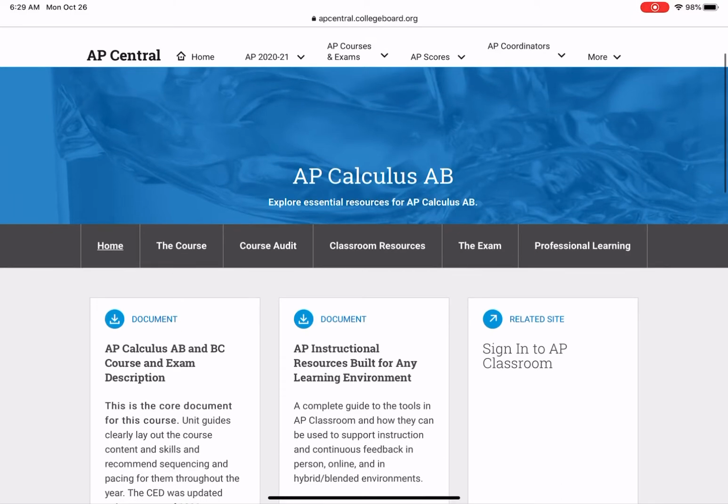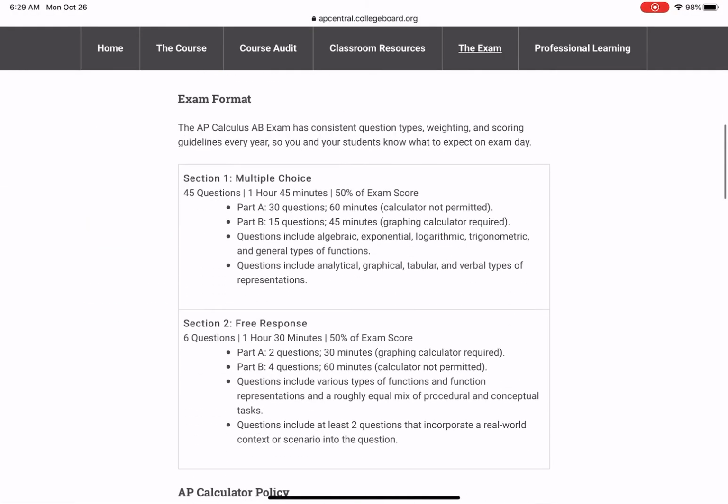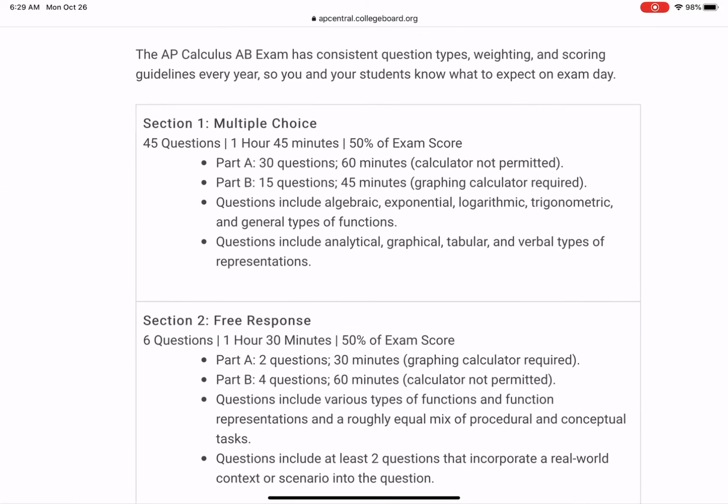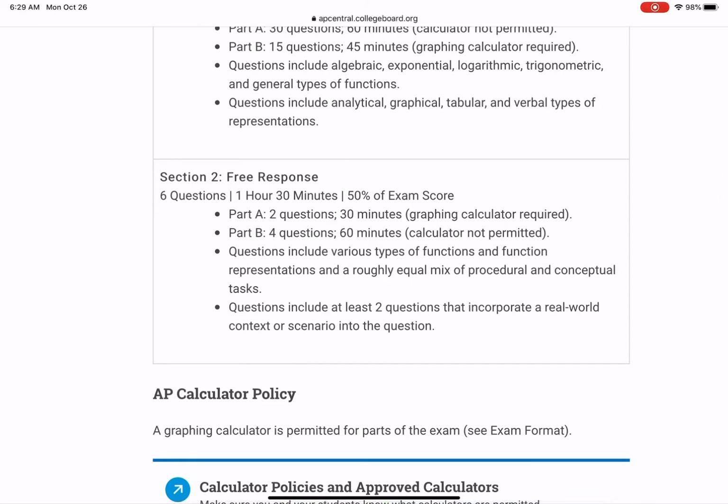So I'm going to click the exam tab, and it's not going to hurt to go over this one more time, the format of the exam. You've got two parts, multiple choice, and the second part free response. Multiple choice is broken up into two sections, the first one without a calculator, and the second one with a calculator. Free response questions, you've got 6 of them, and the first 2 are with a calculator, and then the last 4 without a calculator.